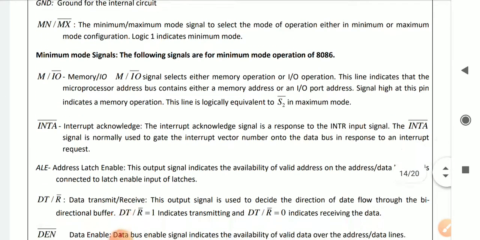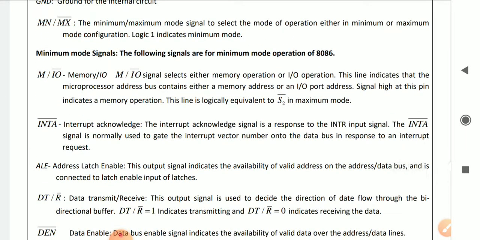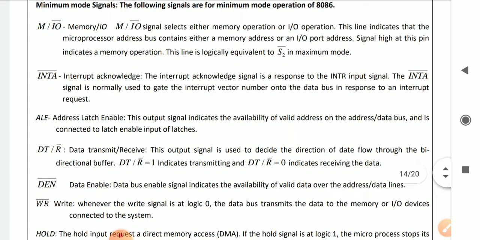ALE signal is used for minimum mode operation. DT/R, data transmit or receive. If this pin is 1, data is transmitted. If this pin is 0, data will be received. It decides the direction of the data flow. So 1 means data going outside from the microprocessor to the memory, and if this is 0, the data will be coming to the microprocessor.